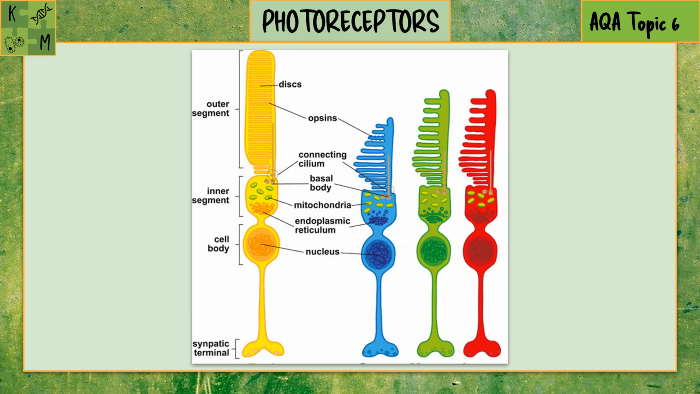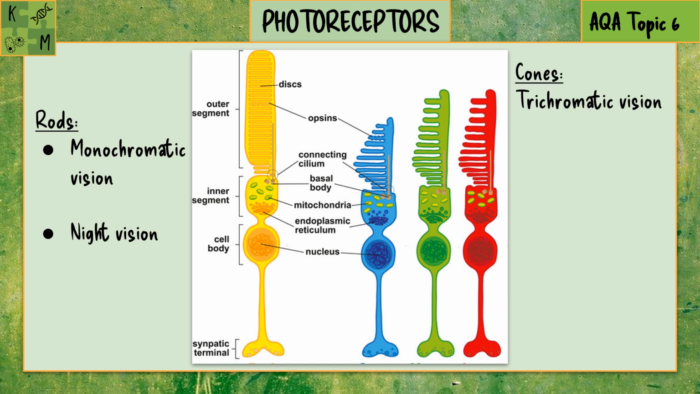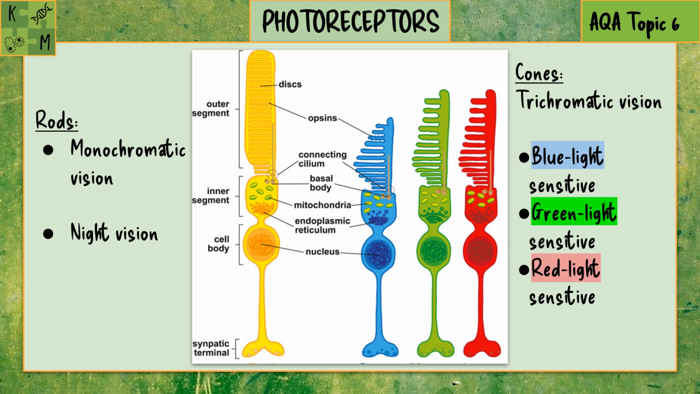Rods exist as only one type, and therefore provide us with monochromatic vision, but can also function in low light intensities, and so it's these photoreceptors we rely on for night vision. In contrast, cones provide trichromatic vision, as there's three types, each sensitive to light of different wavelengths. The three types are blue light sensitive, green light sensitive, and red light sensitive, and so the combination of these provides us with colour vision.